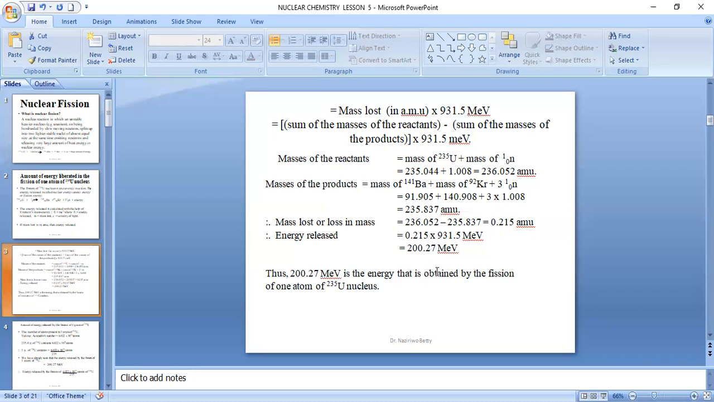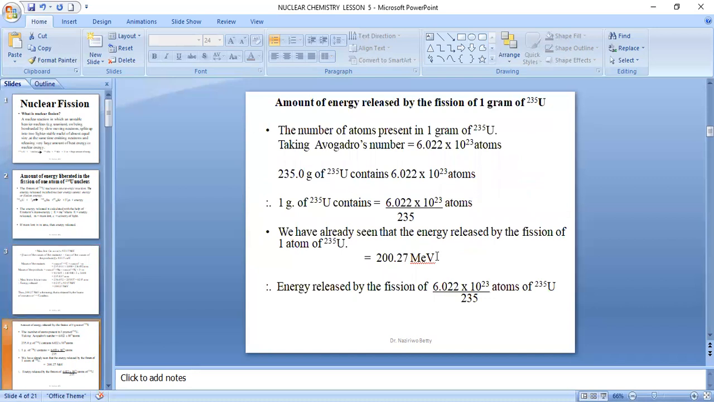So this is the energy that is obtained by the fission of one atom of uranium. Next, the amount of energy released by the fission of 1 gram of uranium. The number of atoms present in 1 gram of uranium-235: let us take the Avogadro's constant to be equal to 6.022 times 10 to the power 23 atoms. Therefore, 235.0 grams of uranium contains 6.022 times 10 to the power 23 atoms. Therefore, 1 gram of uranium will contain 6.022 times 10 to the power 23 divided by 235. And the answer we get here will be the number of atoms contained in 1 gram of uranium.